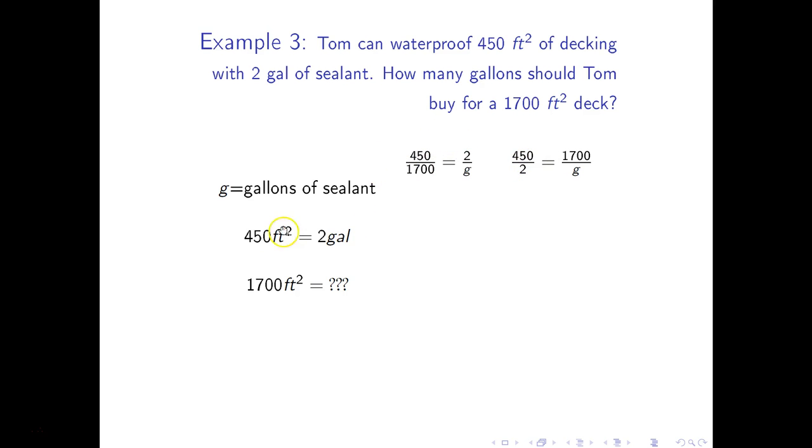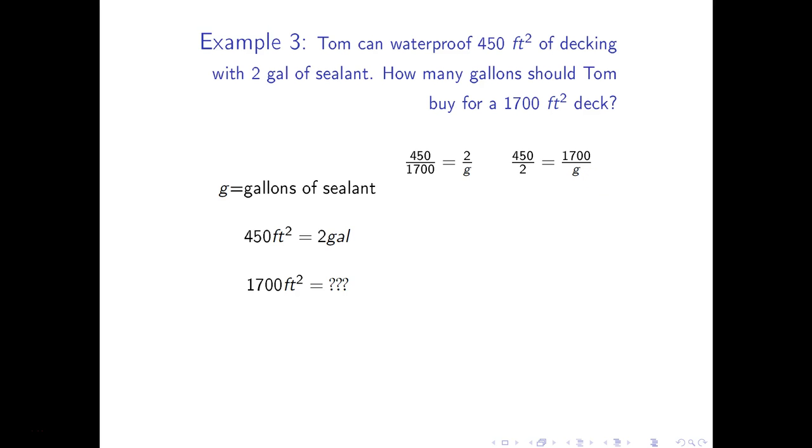Over here, I have the same thing. This is a ratio, 450 to 2 gallons. That's on one side. And notice, gallons are on the bottom, square feet are on the top. So your units will always either line up on the same side or across the top, across the bottom. Your units need to line up so they cancel out.